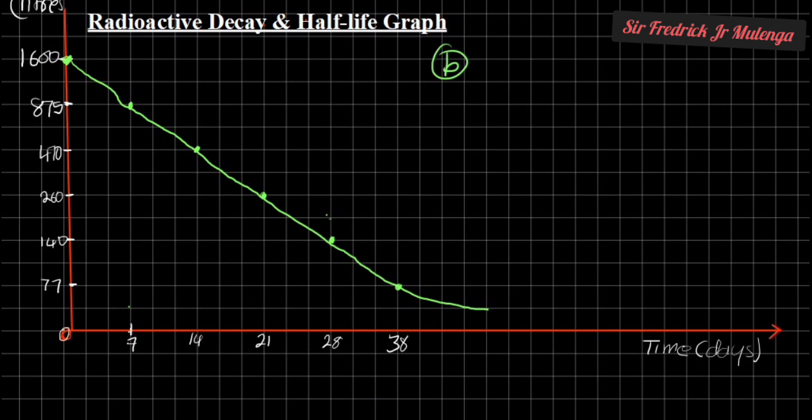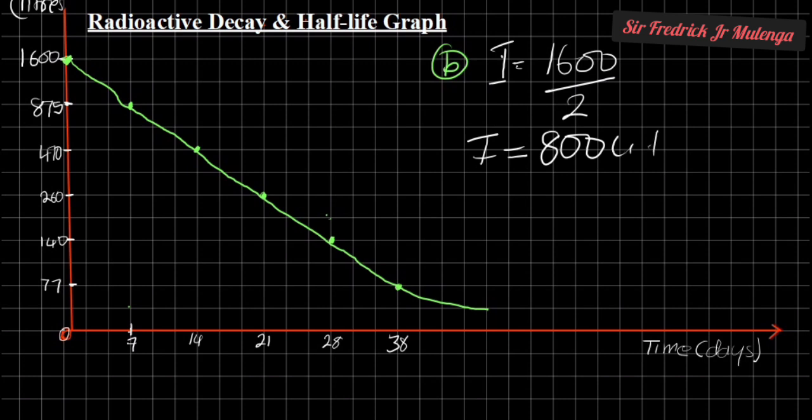Remember, for you to find the half-life, you need to get the original mass. So what was the original mass? The original mass of iodine was 1,600. So what is half of this? Definitely divide by 2. You can compute that. We are going to have 800. So we have 800 liters.